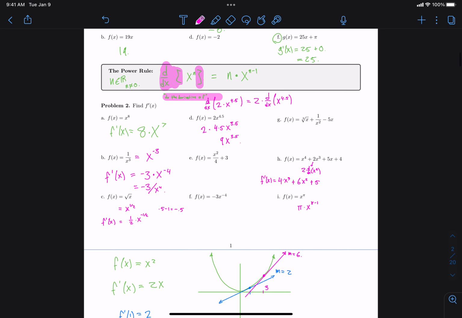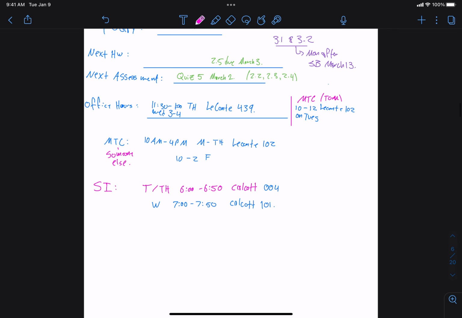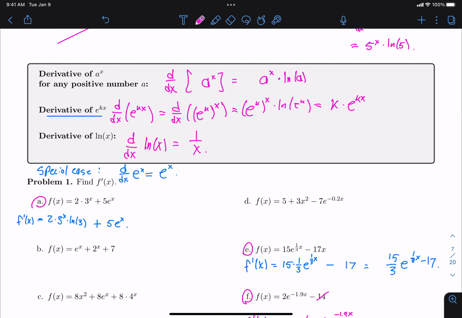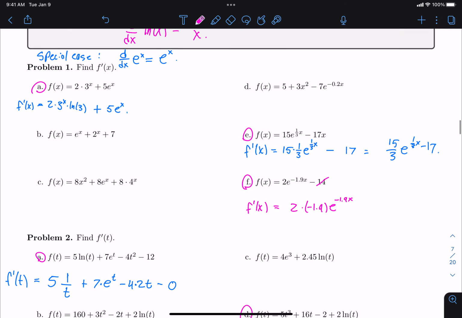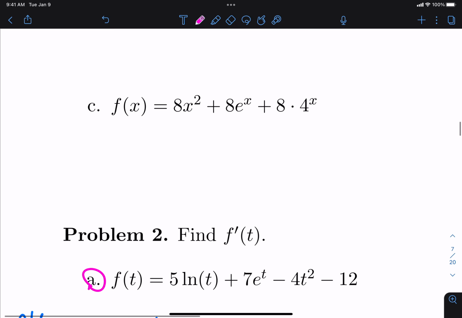So that's a comprehensive review of the power rule. Let's go down to these rules here. Are there any questions on these ones? Derivatives of exponential functions or logarithms. Should we just do some examples? Yes. Okay. Why don't we do some examples? That's fine. Let's start with this one, part C.